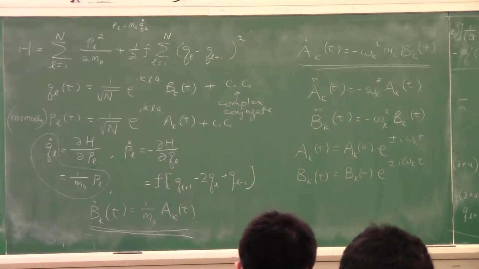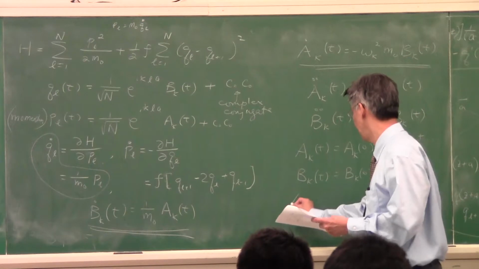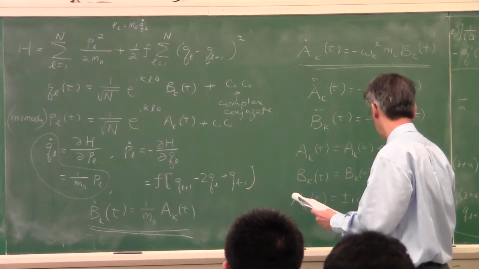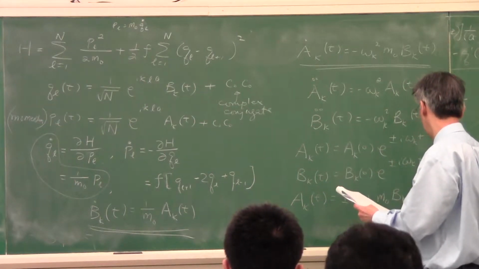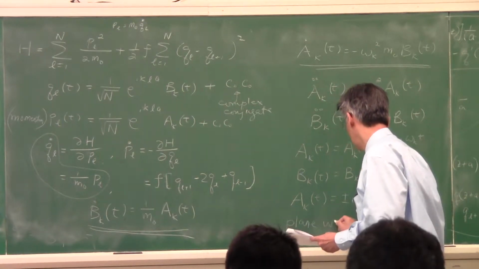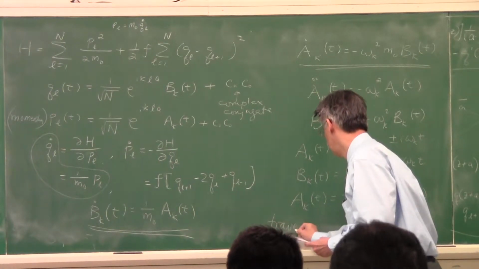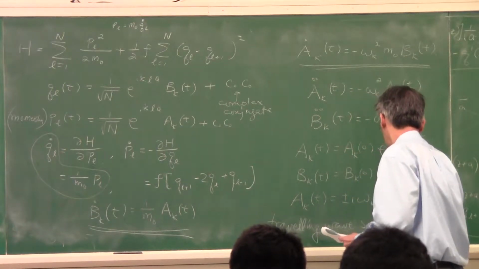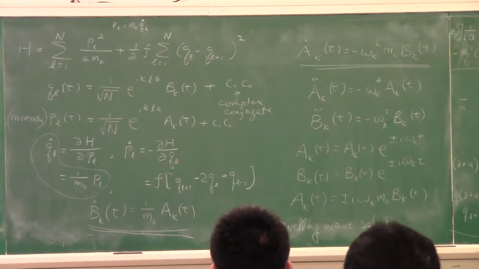And if you plug this kind of time dependence back in here, you get that AK(t) is equal to plus or minus i omega_k M0 DK(t). Okay, this is all plane wave solution, or traveling wave solution, I should call it. So in this linear atomic chain, we have this traveling wave solution.